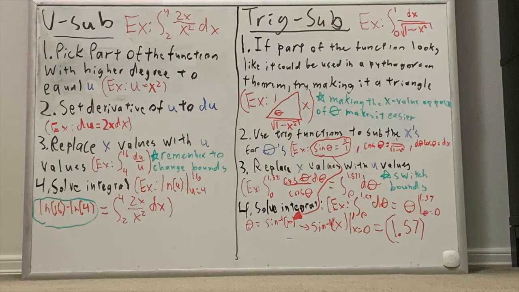So you plug it in, and you have to switch the bounds back, and then you plug in the bounds in the integral: inverse sine of 1 minus inverse sine of 0 is 1.57, and that's how you do trig sub.